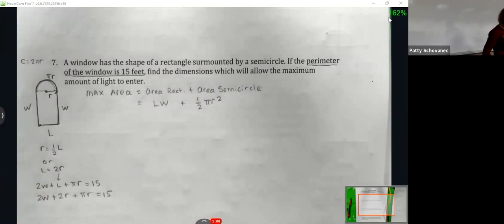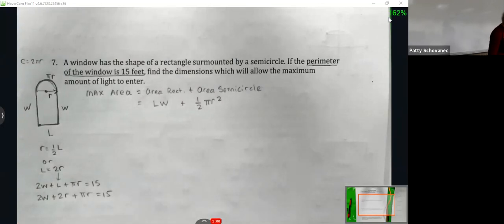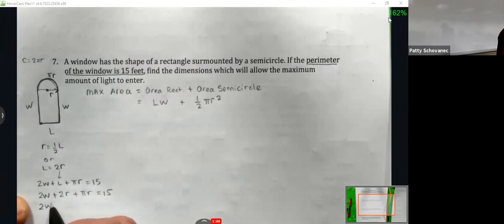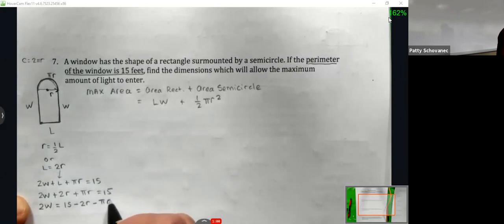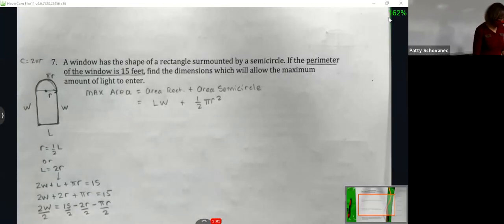We're going to use that equation to substitute out the w. I can get everything written in terms of r. So let's solve for w. This says that 2w is 15 minus 2r minus pi r. So when I divide by 2, I have that w is 15 halves minus r minus pi halves r.